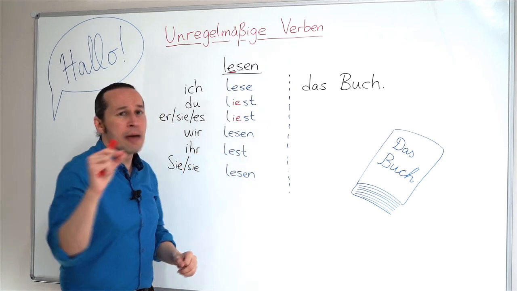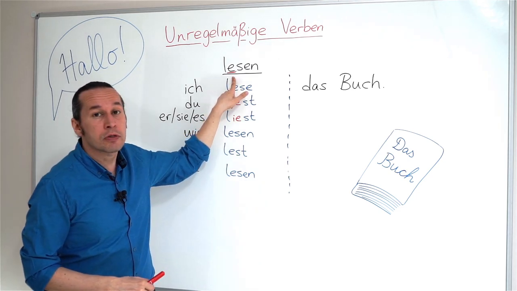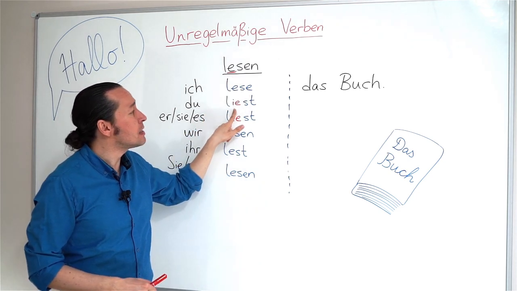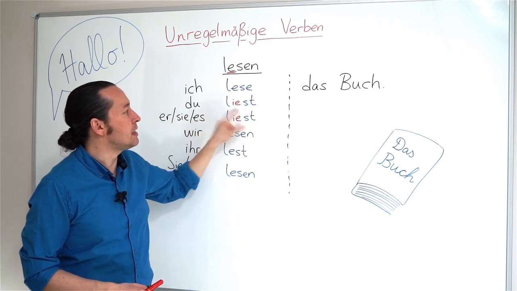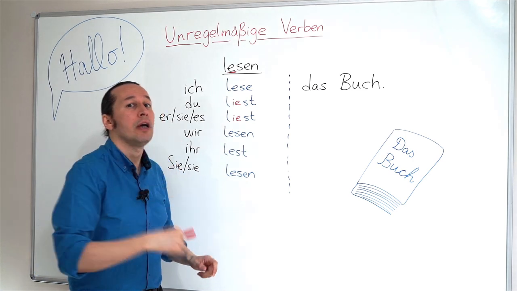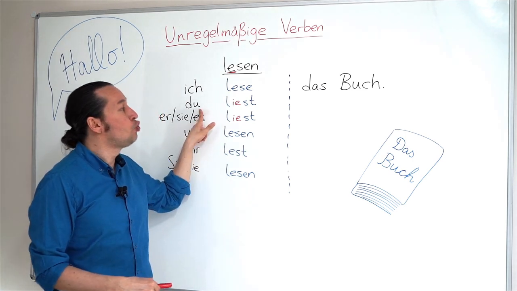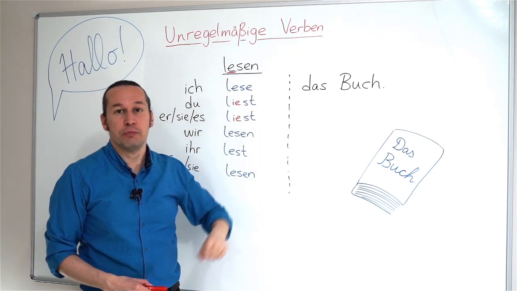So what happens if I mention du? The e drops and instead comes ie, okay? Instead of e comes ie, and then I say, you are reading the book, which stands for in German, du liest das Buch. Du liest das Buch.